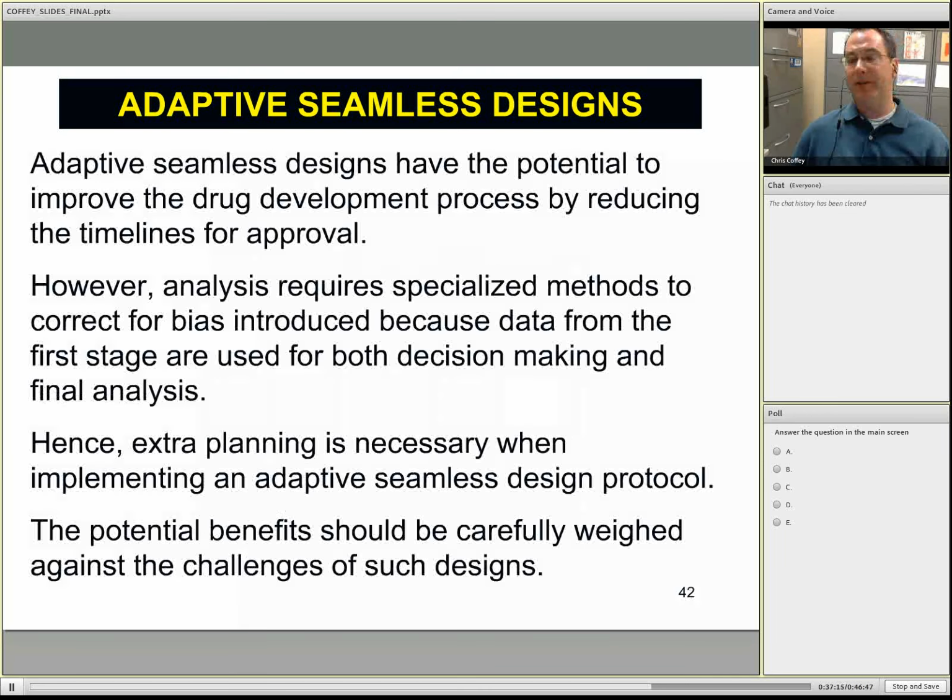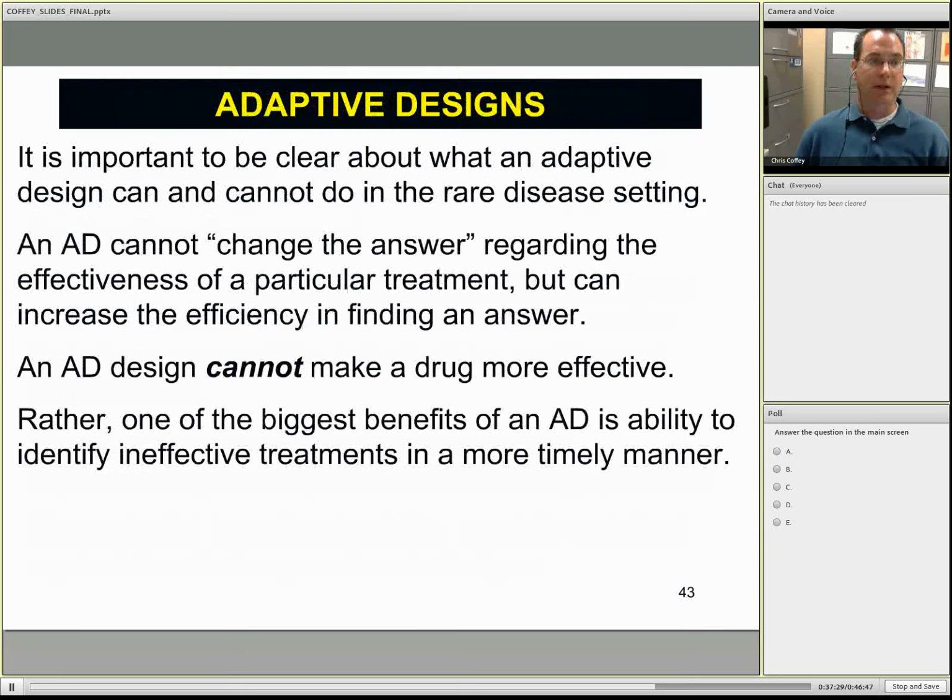And so the benefits of compressing the white space may be offset by additional analysis challenges that need to be addressed, either by simulation or in the design aspect. Just something to keep in the back of the mind. It's not problematic, but it's something that needs to be recognized.